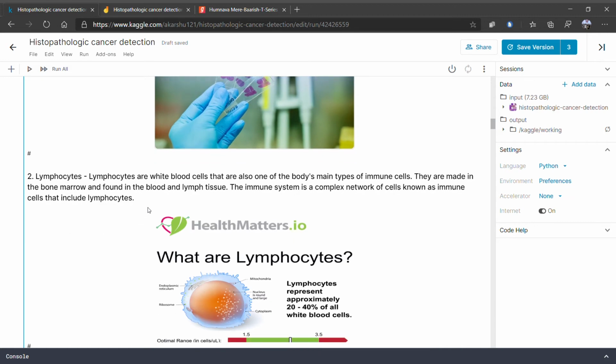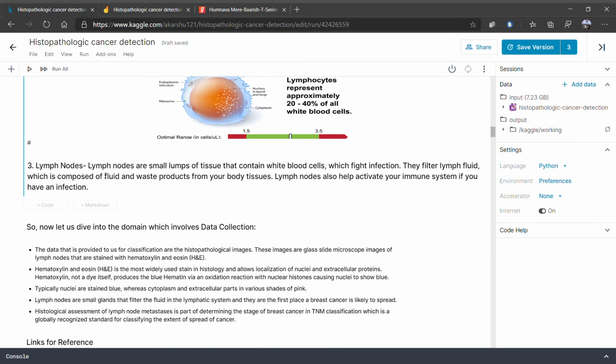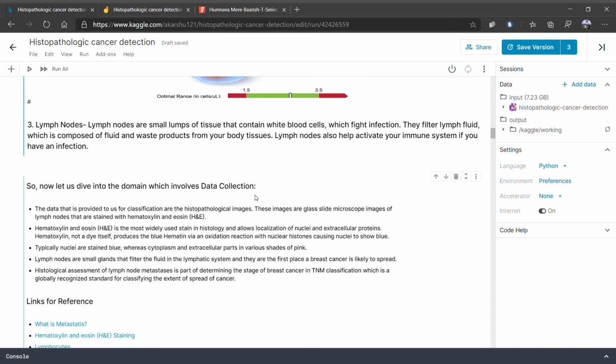Lymphocytes are mainly the white blood cells that are also part of the body's immune system. They are made in bone marrow and found in blood and lymph tissues. So the lymph carries the lymphocytes. The immune system is a complex network of cells known as immune cells that includes lymphocytes. Lymph nodes are small lumps of tissue that contain white blood cells which fight infection. White blood cells are responsible for fighting against infection and they filter lymph fluid, which is composed of fluid and waste products from your body tissues. They also help you activate your immune system if you have an infection from foreign bodies.